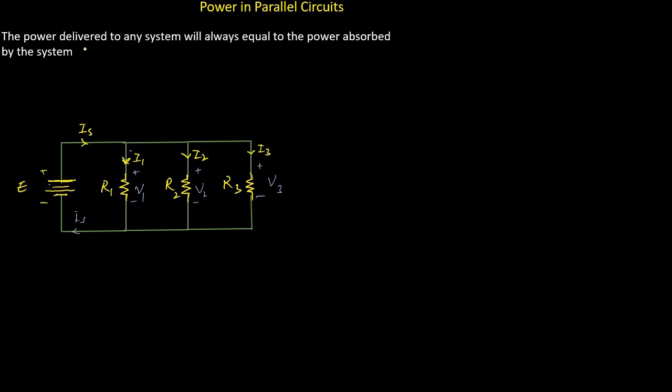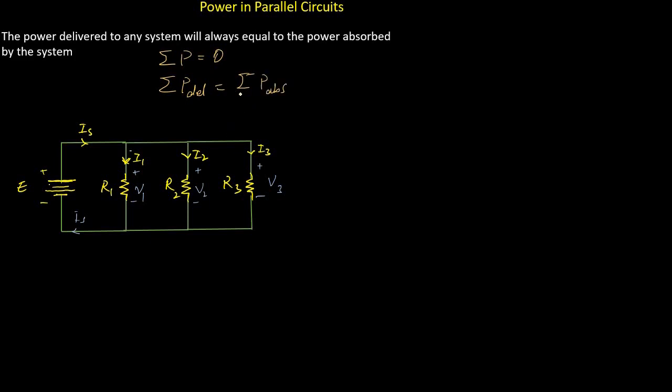system. As we described in the video lecture on electrical power in a series combination of resistors, the power delivered to any system will always be equal to the power absorbed by that system. The same is the case for parallel circuits: the sum of all the power delivered or absorbed by the system will be equal to 0. Or simply we can say that the sum of all the power delivered to any system will be equal to the sum of all the power absorbed by that system.